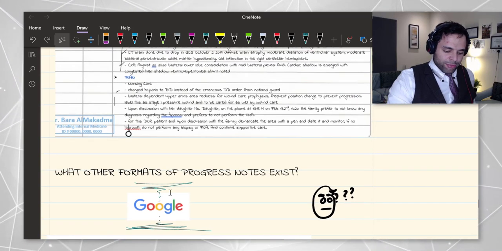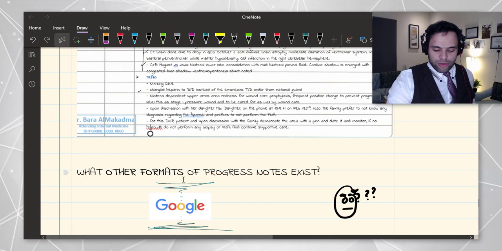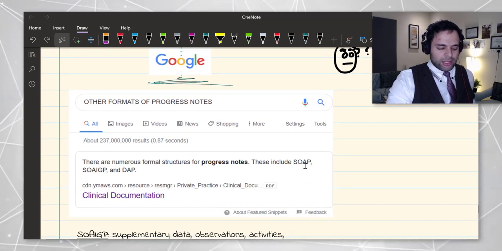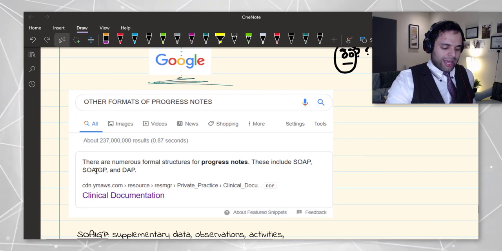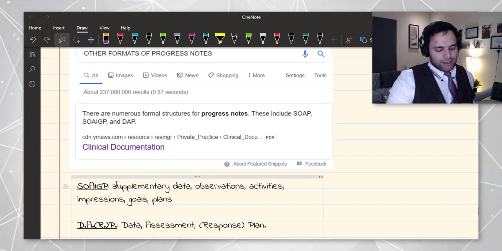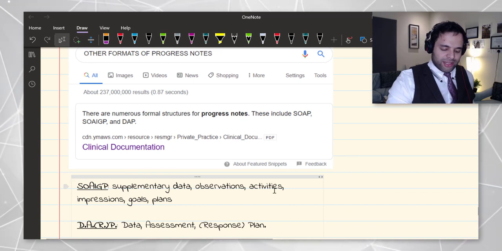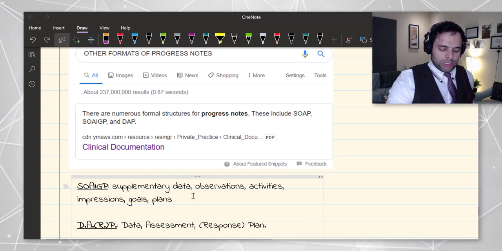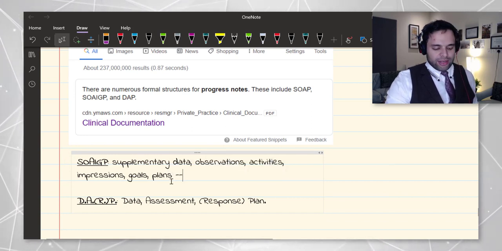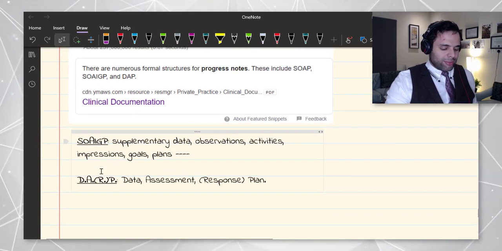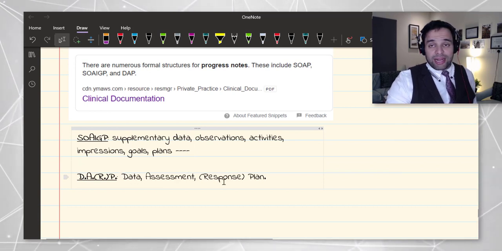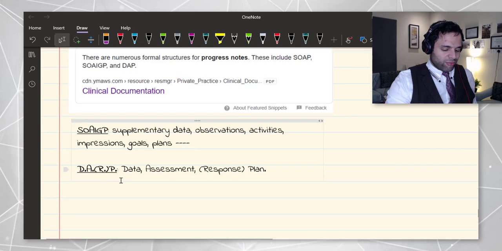So other formats of progress notes exist? Yeah, some formats do. So if you ask Google other formats of progress note, it'll suggest SOAP and SOAIGP and DAP. SOAIGP is supplementary data, observations, activities, impressions, goals, plans. Some of the senior nursing staff that I know actually like to use this format. DAP or DRP even, Data Assessment Response Plan. I've seen some of our social workers use this format.